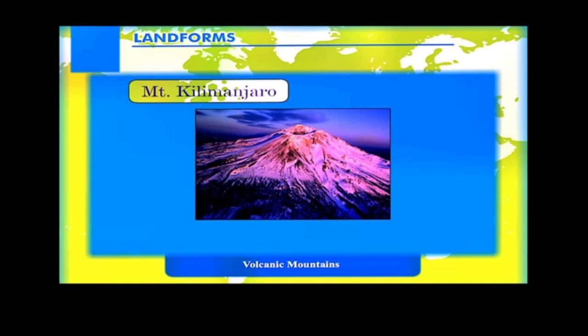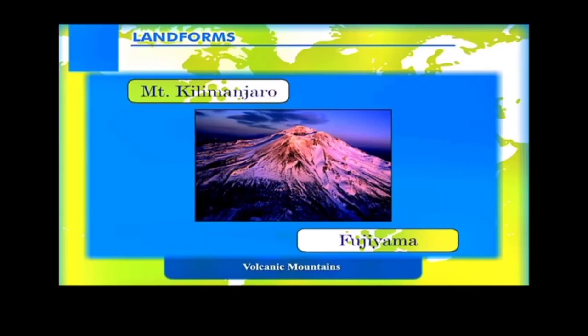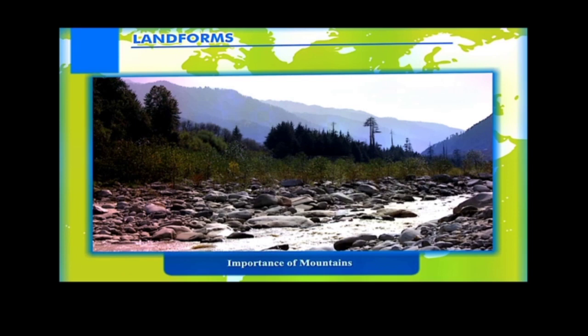They are formed due to the volcanic activities during a volcanic eruption. Hot magma accumulates around the volcanic vent, forming cone-shaped mountains known as the volcanic mountains. Mount Kilimanjaro in Africa, Mount Fujiyama in Japan, Mount Etna and Vesuvius in Italy, and Mount Krakatau in Indonesia are volcanic mountains. Now let's learn about the importance of mountains.